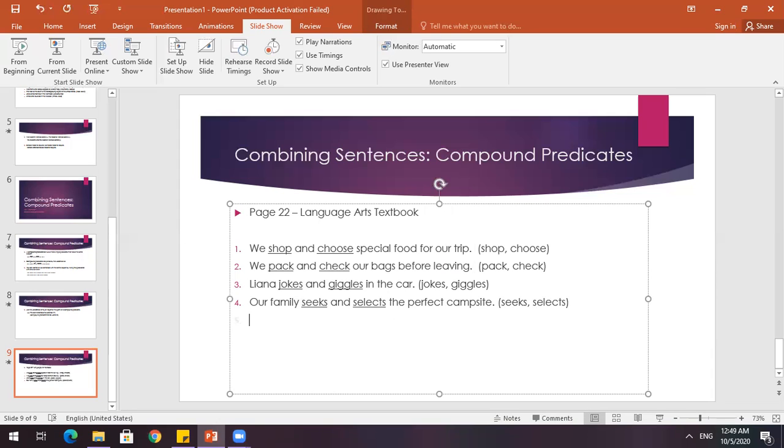And finally, number 5, we pull or carry our supplies to the campsite. Okay, in this sentence, we have the simple predicate pull and the simple predicate carry. So this is our compound predicate.